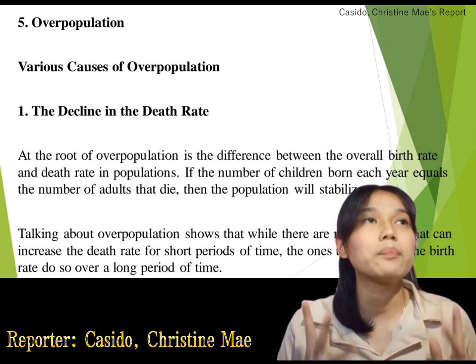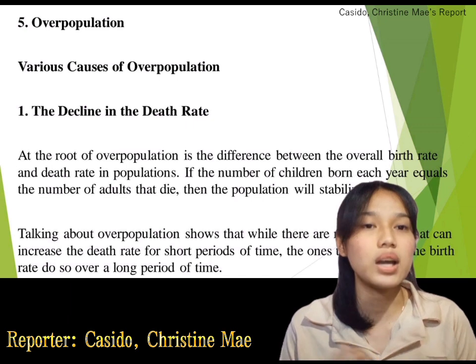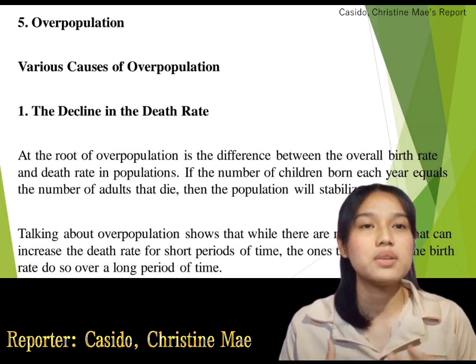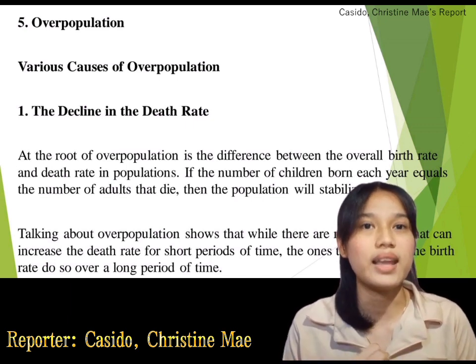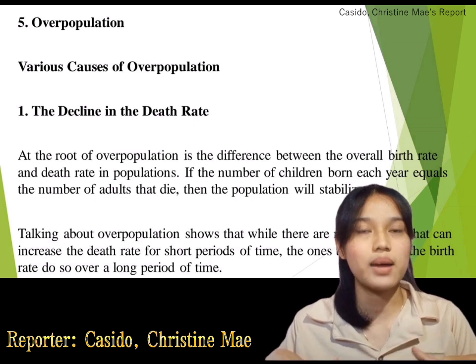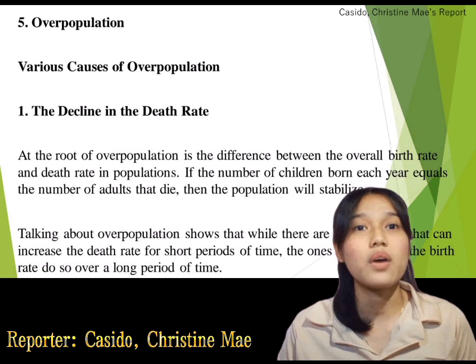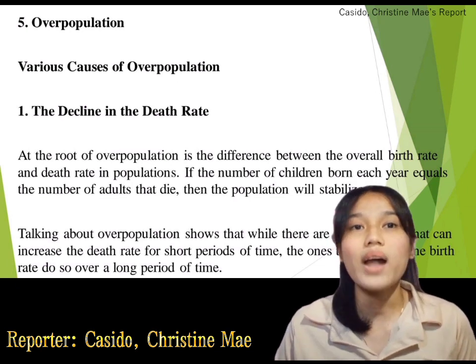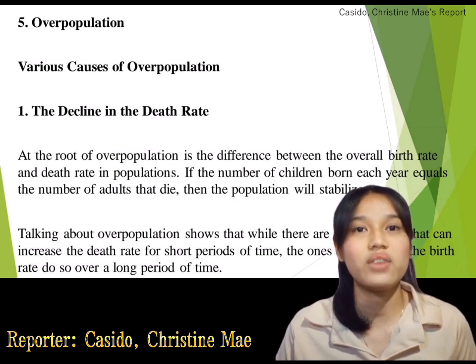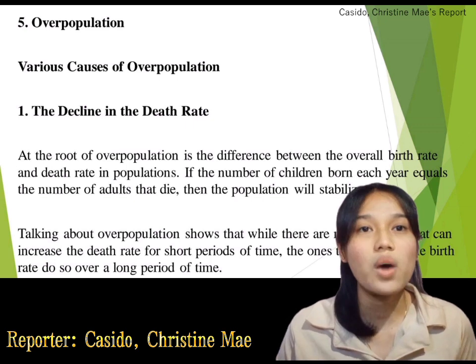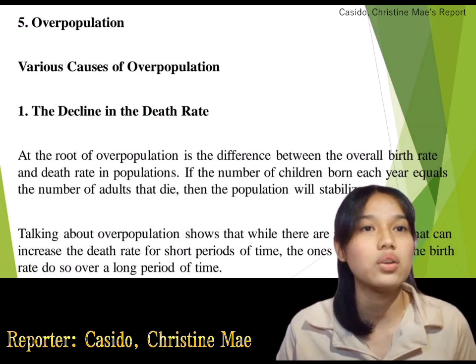So this means if the number of children born in one year equals the number of adults who die, then the population will stabilize. But right now, we don't know. So talking about overpopulation shows that while there are many factors that increase the death rate for short periods of time, the ones that increase the birth rate do so over a long period of time.